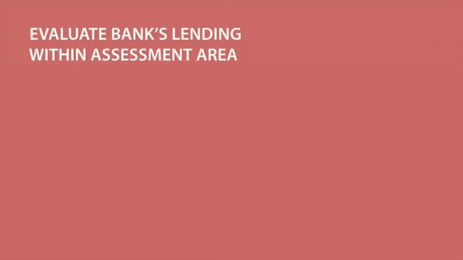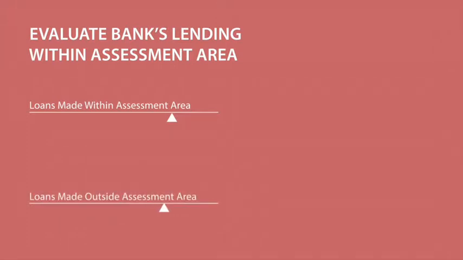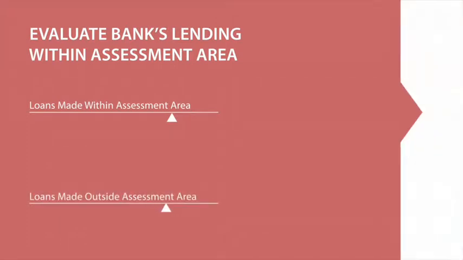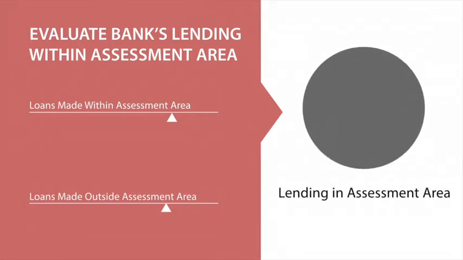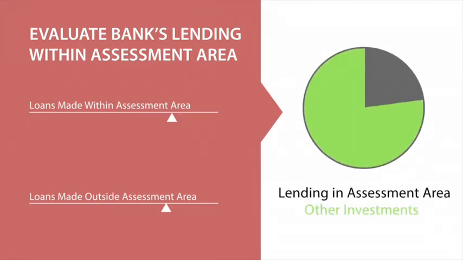Second, examiners evaluate the bank's lending within its assessment area. To do this, examiners compare the percentage of the bank's loans made within the area designated around its main office, branches, and any deposit-taking ATMs compared to the percentage of loans made outside that area. A high level of lending within a bank's assessment area is a good sign that it is investing in its community.